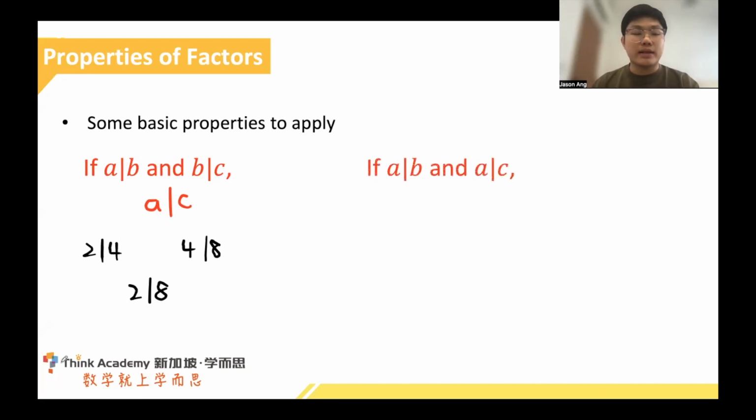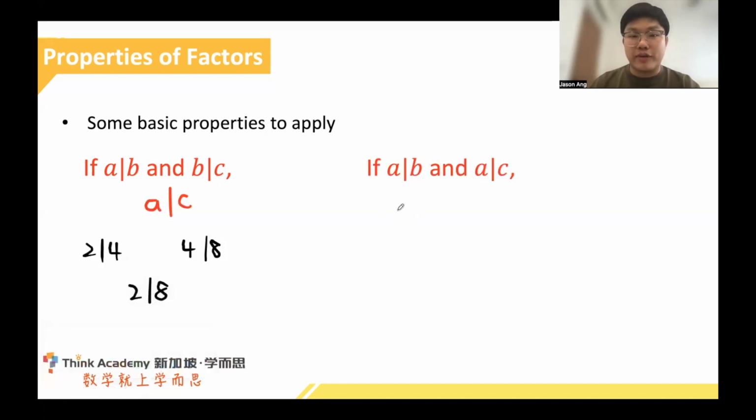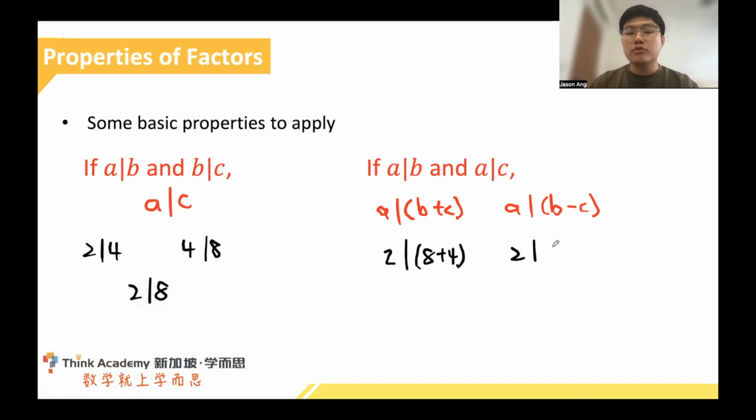Let's look at another property. A is a factor of B and A is also a factor of C. We can conclude that A is a factor of B plus C and A is also a factor of B minus C. Whether we sum the multiples or we find the difference of the multiples, it also applies. Quick, simple example: 2 is able to divide 8 plus 4, and 2 is also able to divide 8 minus 4.